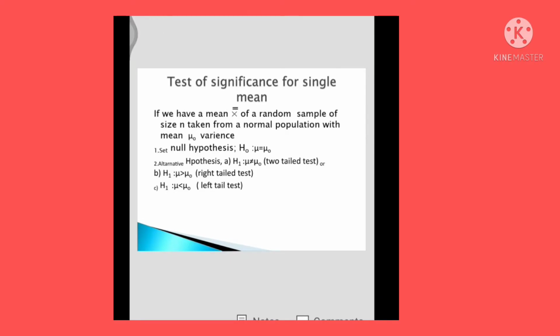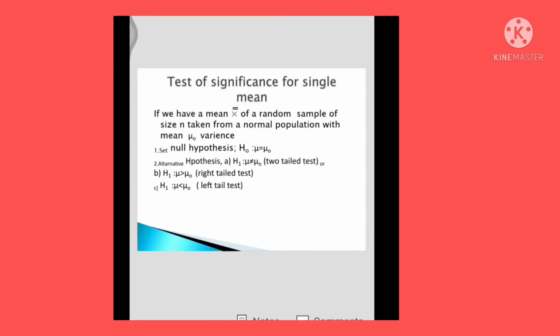Test of significance for a single mean for large samples. Suppose we have the mean x bar of a random sample of size n taken from a normal population with mean mu naught and variance sigma square. The first step is to set the null hypothesis, denoted as H naught: mu is equal to mu naught. The second step is the alternative hypothesis.